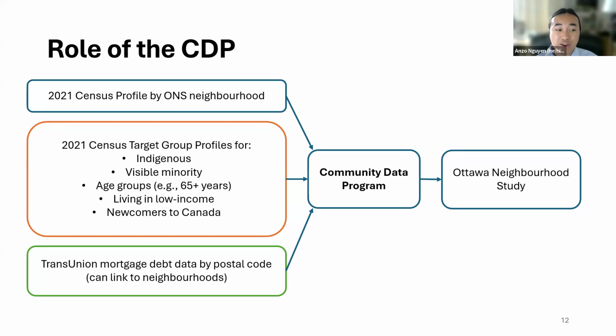In addition, we acquired 2021 census target group profiles for specific populations. And so these are the census profile, but the universe is a specific population, such as the Indigenous community or the visible minority population. We also received target group profiles for various age groups, people living in low income, and newcomers to Canada. And so these TGPs really allowed us to better understand inequities between populations within the city. And also we acquired mortgage debt data from TransUnion through the CDP as well.